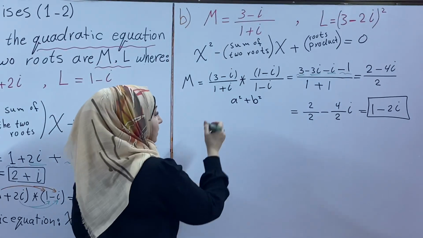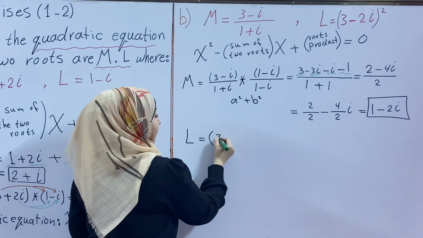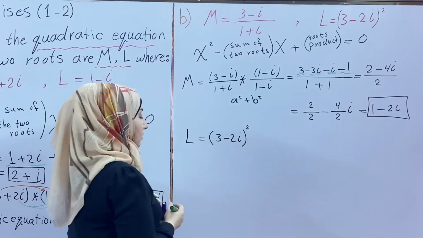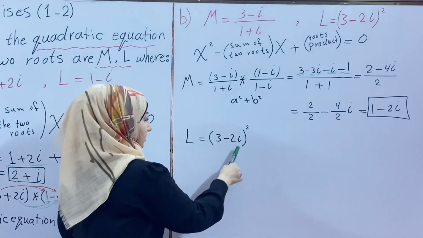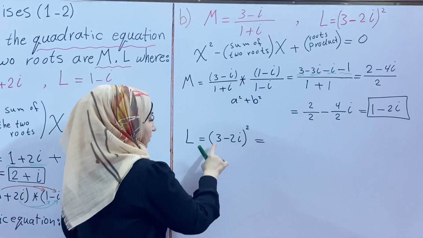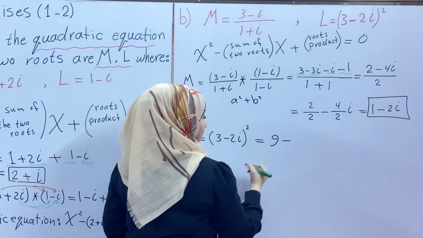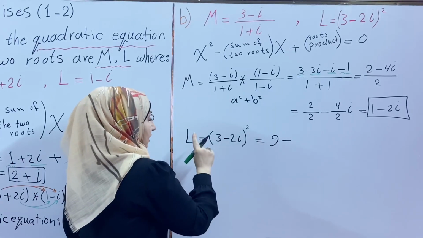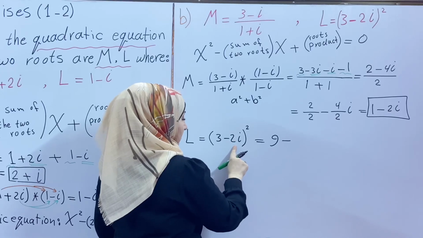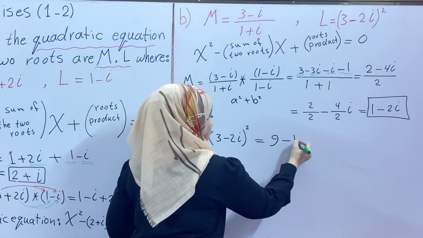And now we want to find the value of L. L equals 3 minus 2i squared. We can simplify it by using the rule of perfect square. It's equal to the square of the first term, 9. The sign of the middle is negative. 2 times the first term times the second term: 2 times 3, 6, times 2 equals 12i.